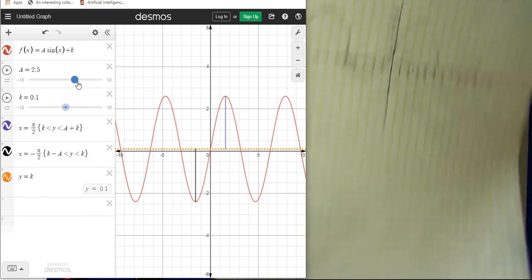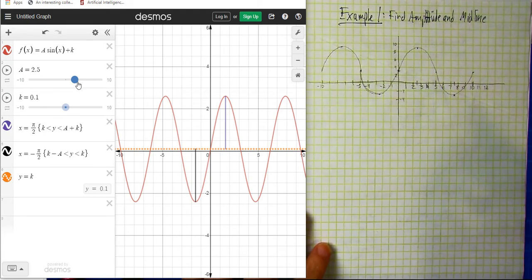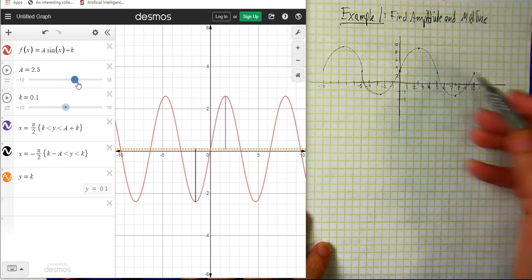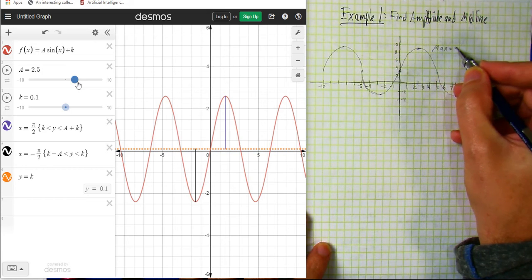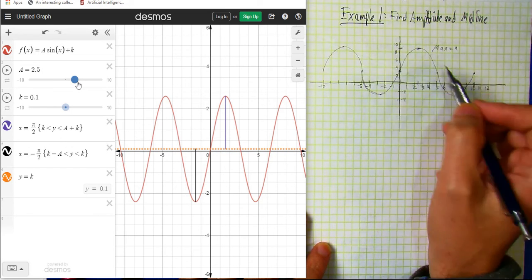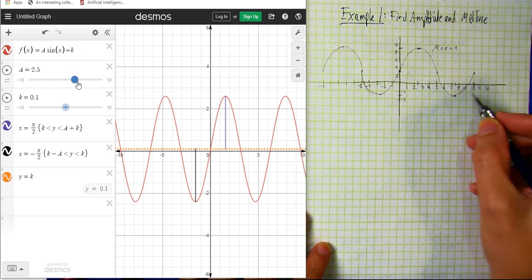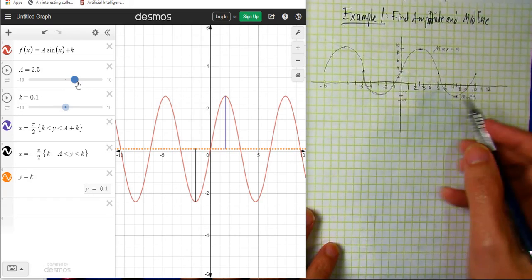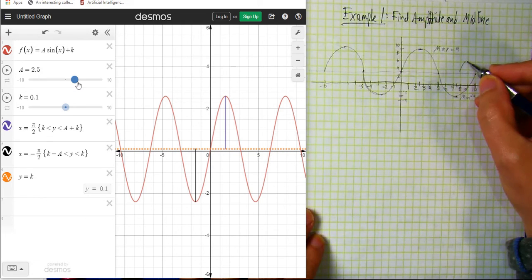Let's do an example. Example 1, we'll use this graph in a couple different things, but example 1 is find the amplitude and the midline. So on this graph, you can see that the max equals 9. You can assume that anything that looks like it's right between 8 and 10 is probably 9. Similarly, down here, we can see that the minimum is going to be minus 3. Then the midline is going to be what's right between them. So here is our midline.